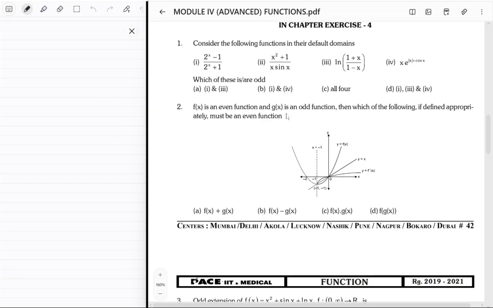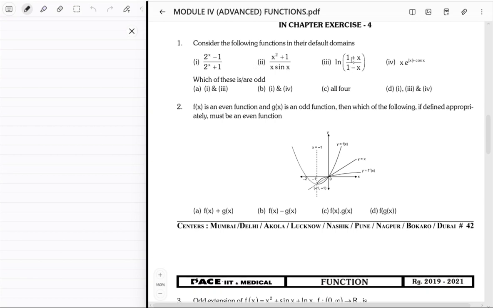In chapter exercise 4, first question. Consider the following functions in their default domains. So 2 power x minus 1 upon 2 power x plus 1. This is always defined, for all real values. Then x squared plus 1 upon x sine x. Only at x equal to n pi will this not be defined. The numerator is always positive.